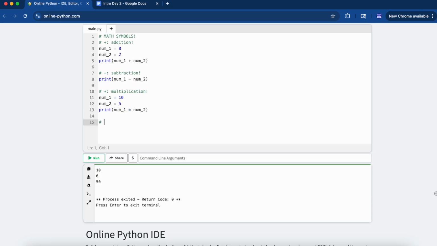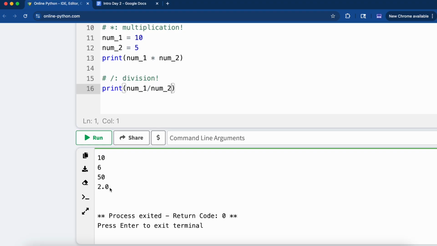Now, finally, we can divide in Python, and that's the last of the basic four operators. For division, you use this little slash that you get when you press the key with the question mark on it on most computers. But let's try printing num1 divided by num2. Now, when we run this, you guys are going to see that there's something about division that stands out from the rest of these. You see how 10, 6, and 5 are all whole numbers? They don't have decimals after?